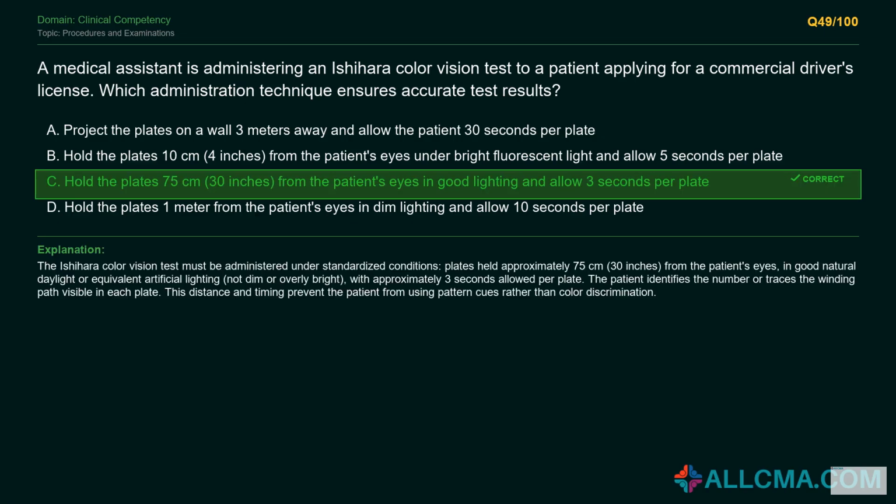The correct answer is C. The Ishihara color vision test must be administered under standardized conditions. Plates held approximately 75 centimeters (30 inches) from the patient's eyes in good natural daylight or equivalent artificial lighting, not dim or overly bright, with approximately 3 seconds allowed per plate. The patient identifies the number or traces the winding path visible in each plate. This distance and timing prevent the patient from using pattern cues rather than color discrimination.